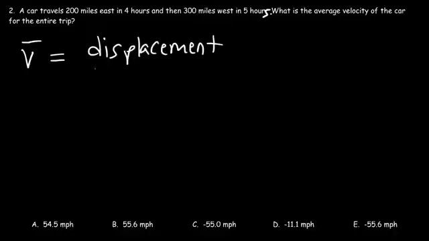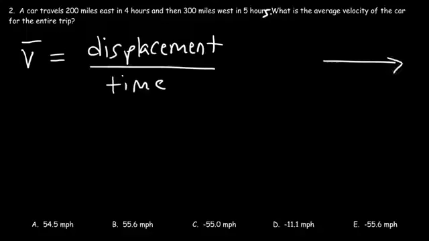Number 2, a car travels 200 miles east in 4 hours and then 300 miles west in 5 hours. That's supposed to be an S. What is the average velocity of the car for the entire trip? So, how is this problem different from the last problem? How can we calculate the average velocity of the car? The average velocity is equal to the displacement divided by the total time, as opposed to the total distance over total time.